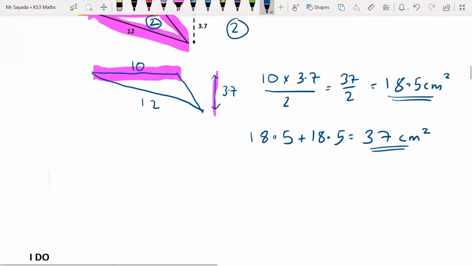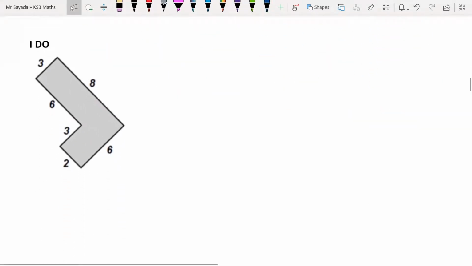Let's now move on. So here's another compound shape. Now this one, I've not already split it. So the first thing we need to do here is actually split this into two rectangles. Now there's two ways to do that. We could split it into this smaller rectangle here and this bigger rectangle here.